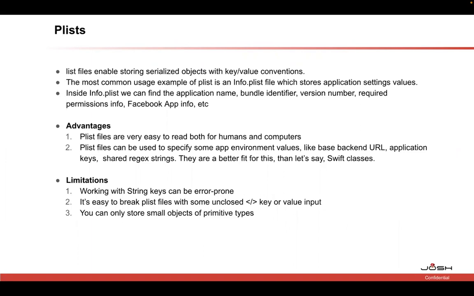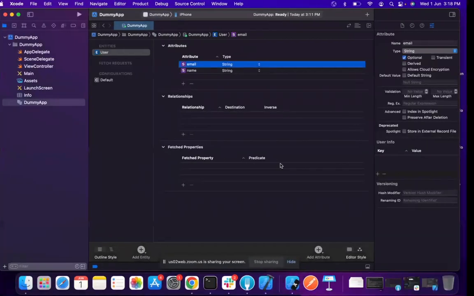The data in the plist file can be stored in a key value manner. The plist file can be used to store data like the bundle identifier or some configuration related changes, some configuration URL changes, some bucket or AWS bucket related things. So we can store all that data in a plist file. Let me show you an example of that.